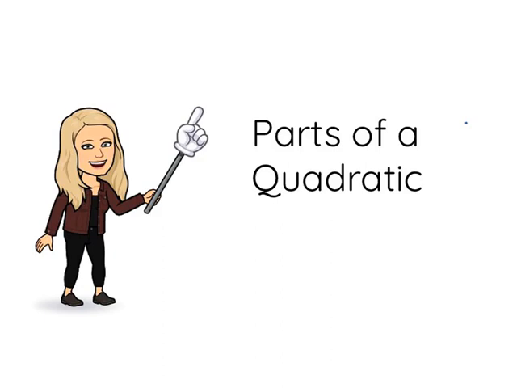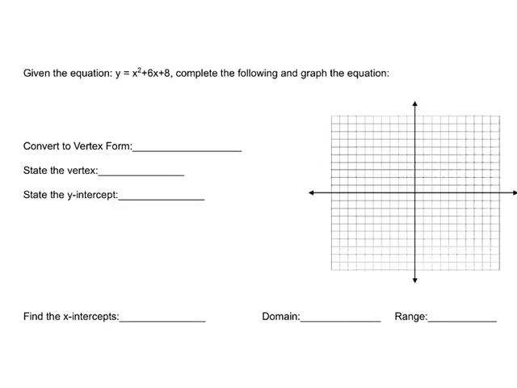Hello. In this video, we are going to learn how to combine all the different parts of a quadratic that we've been learning about so far. So what we're going to do is start with the equation y equals x squared plus 6x plus 8. And we're going to find all these different parts of the quadratic so that we are able to graph it and then find the domain and range.